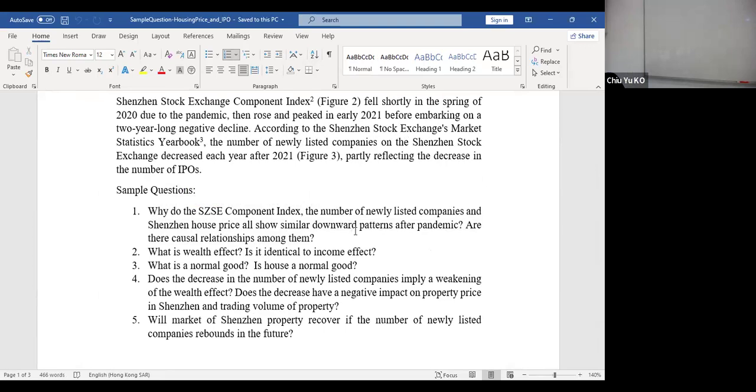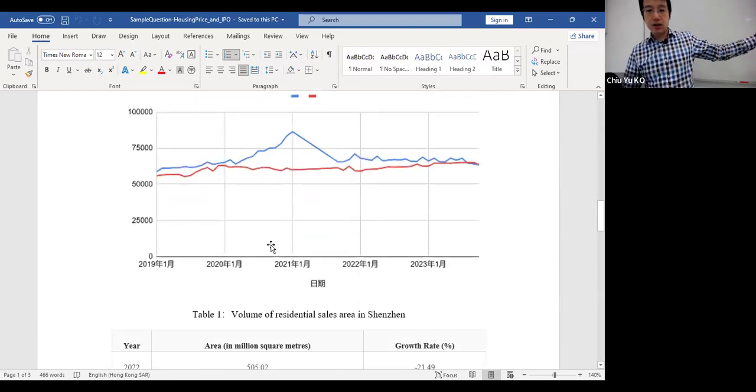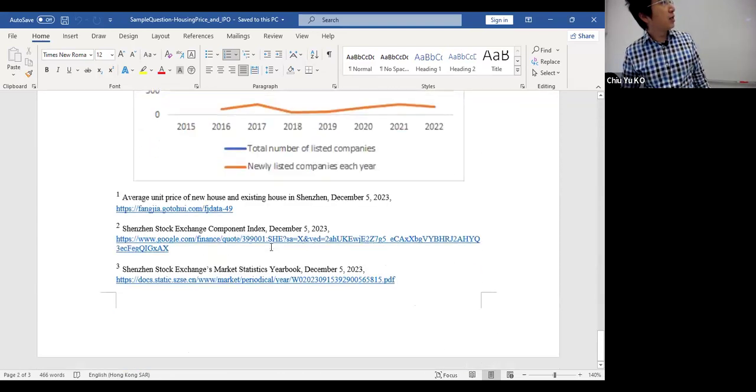Is it related to the wealth effect from the house, or the other way around, or the IPO? Does the IPO lead to people having more money, or are people more wealthy, so they buy more IPO? So that is the question we're asking. This is the type of question we will ask you in the exam: applying what we learned, we give you some data, and you try to answer.